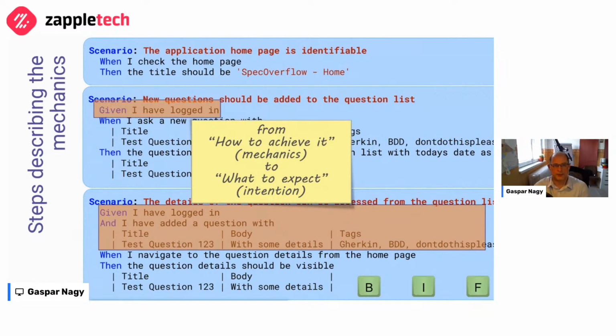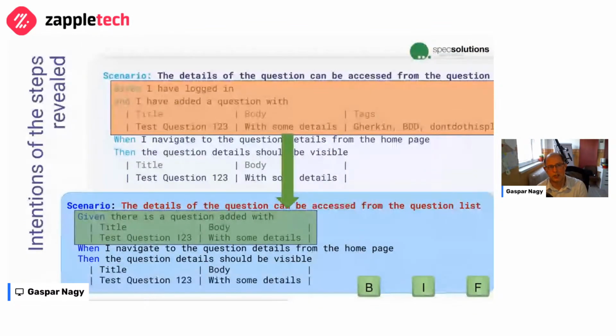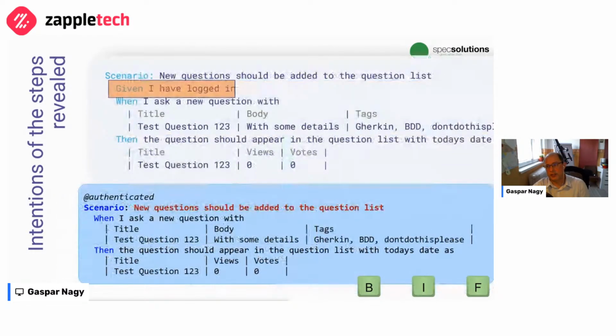And if you look at this highlighted area on the lower scenario, you see that what we say is that we have logged in and we have added a question with, but actually what we really wanted to express is that there is a question added with. So we don't care whether you logged in or you imported it or however it gets into the system. That's not important for us right now. The only important thing is that we have a question that is already in the system. So that's how we can focus more on the intention revealing.